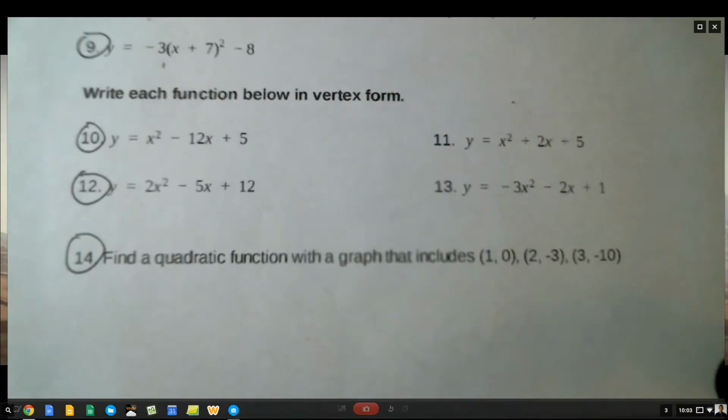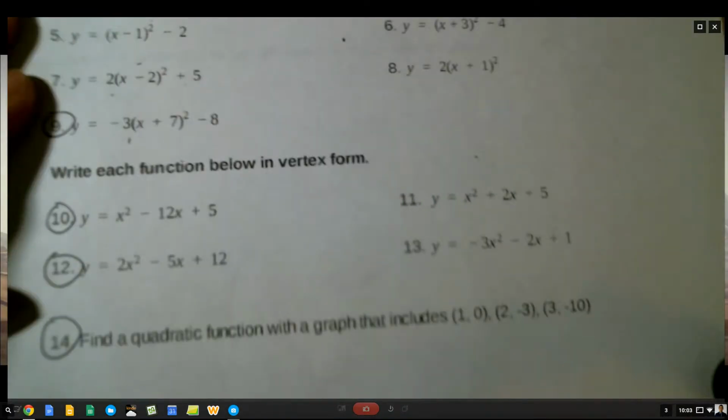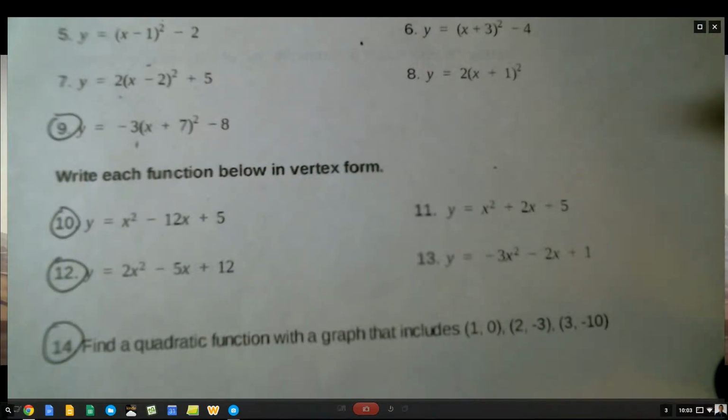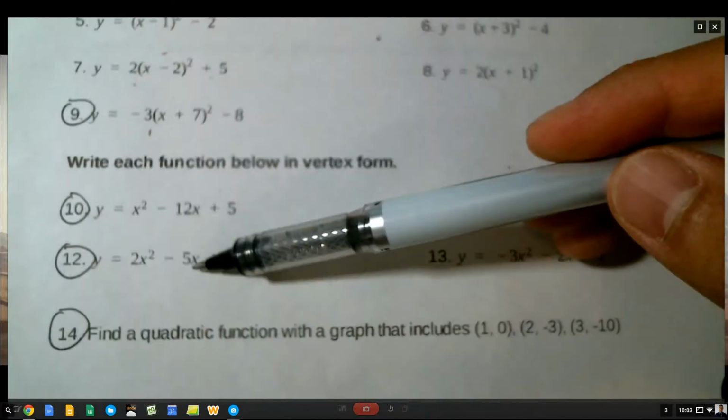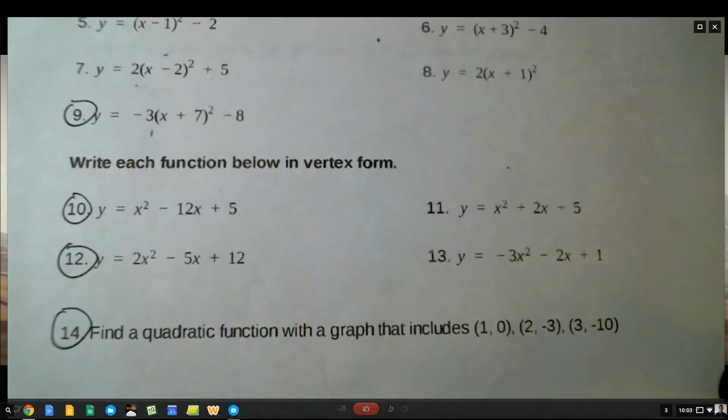And now number 12. Number 12, same thing. Write each function in vertex form. And we have y is equal to 2x squared minus 5x plus 12.